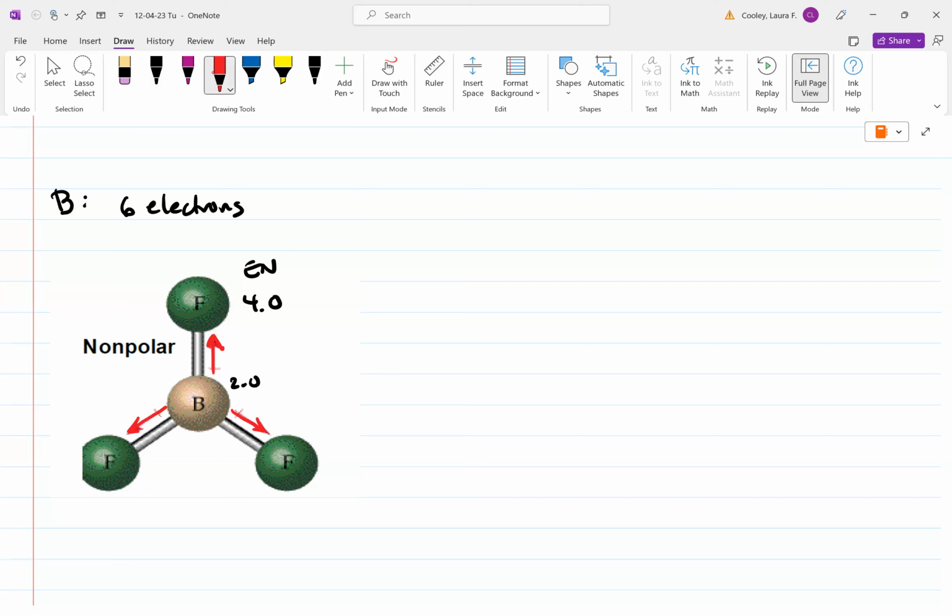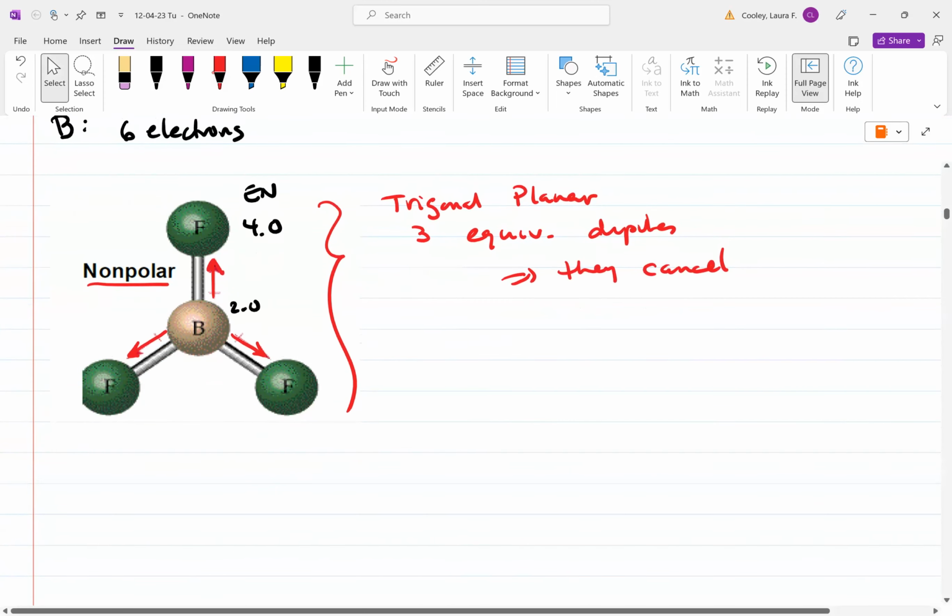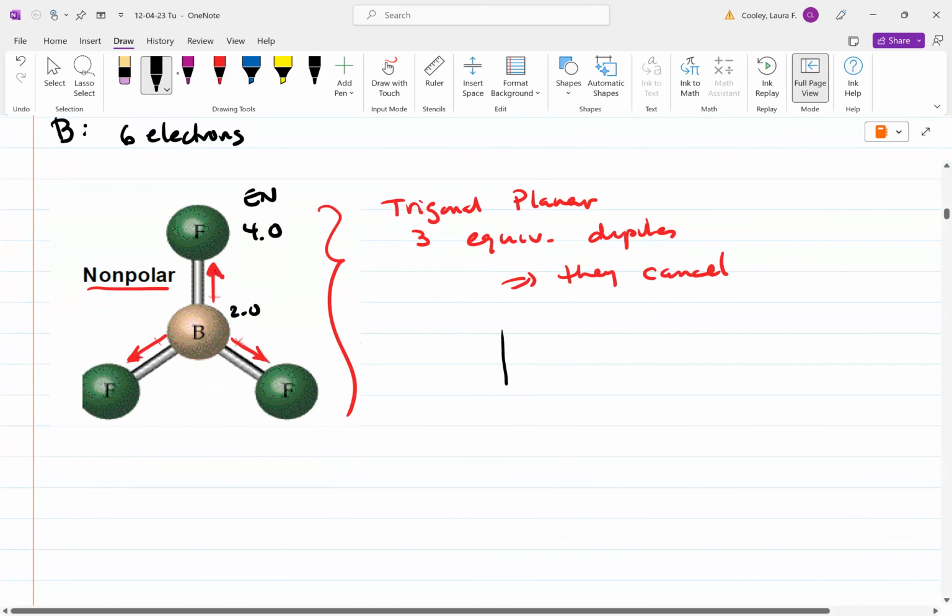So what do you think is going to be the case here? Well, I have the answer written here. Yeah, so when you have a trigonal planar arrangement with 3 equivalent dipoles, they cancel. Here, actually, you can show this pretty easily by using vector addition, but I'm just going to show this to some people. Maybe some people are interested in this. Oh, I drew that one a little too long.